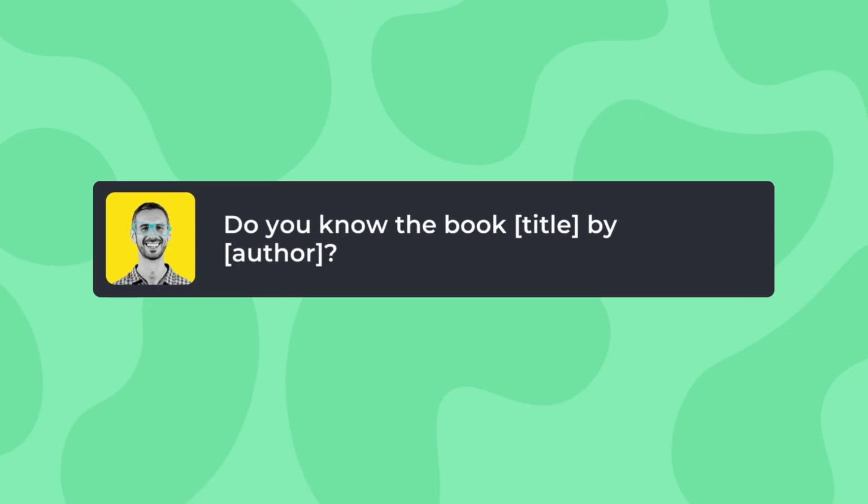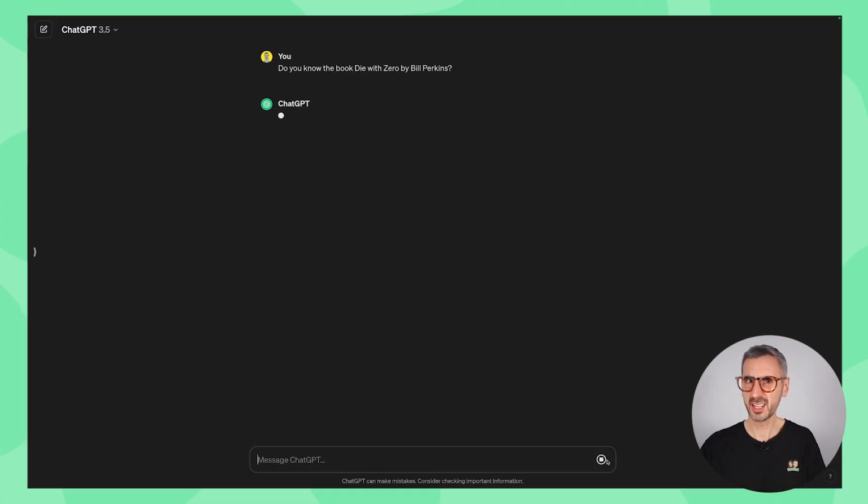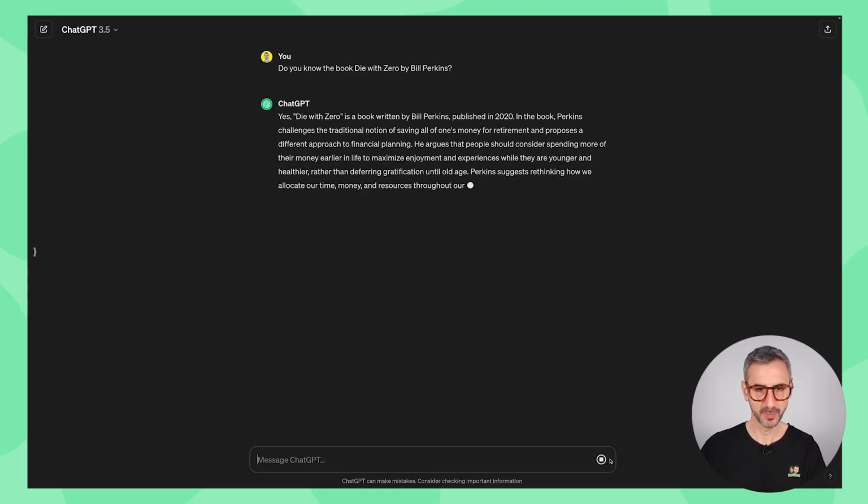Do you know the book Die with Zero by Bill Perkins? Okay, so I'm going to just check if ChatGPT knows about that book. And immediately, yes, Die with Zero is a book by Bill Perkins, published in 2020. In the book, Perkins challenges the traditional notion of saving all of one's money for retirement and proposes a different approach to financial planning.